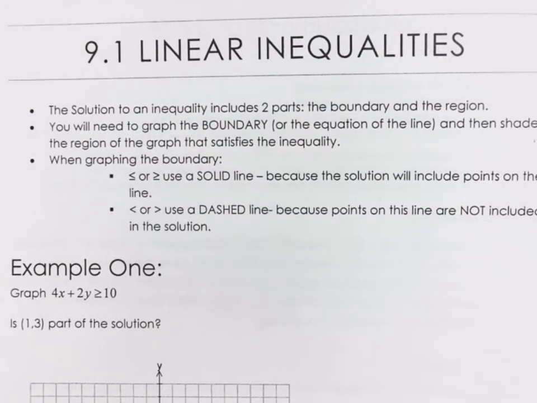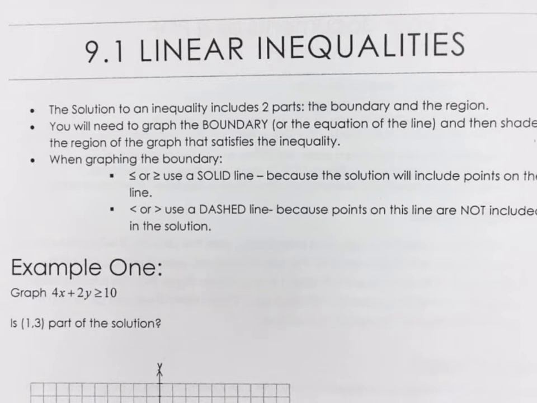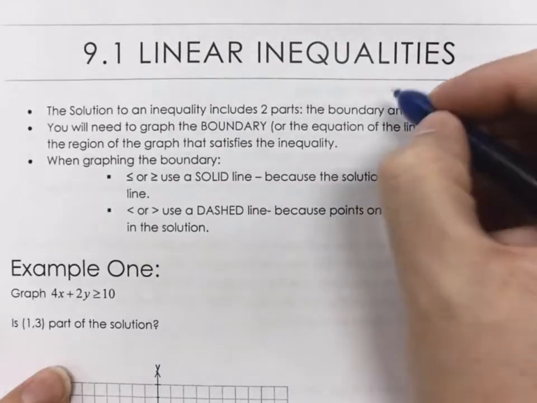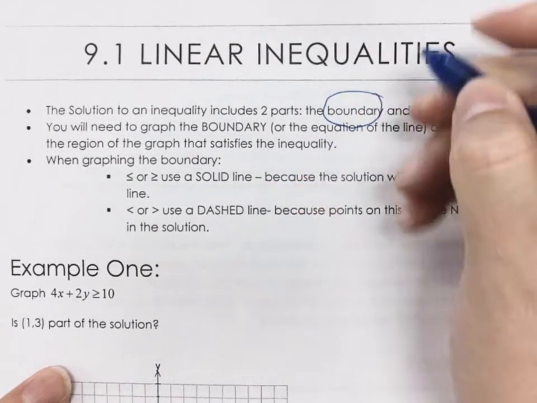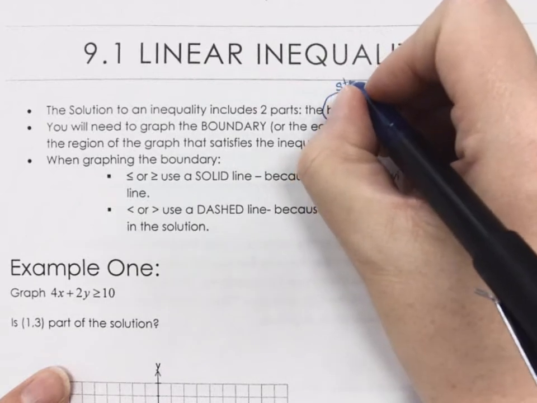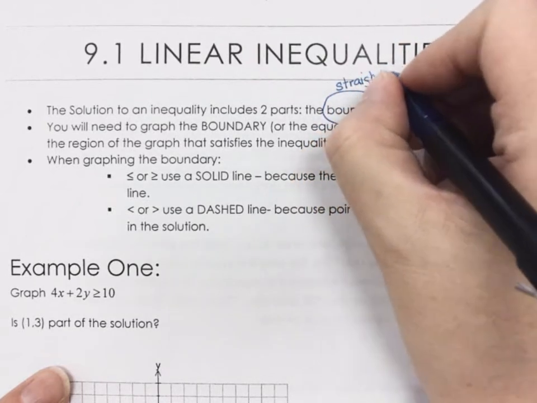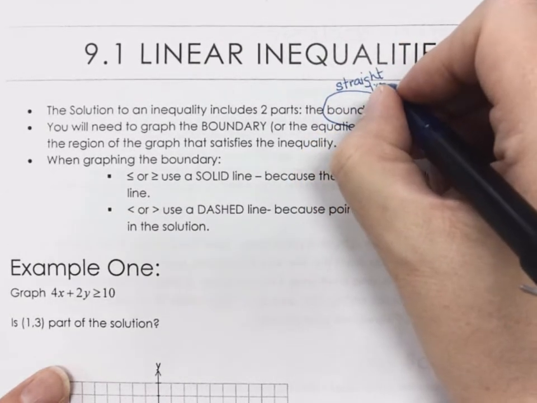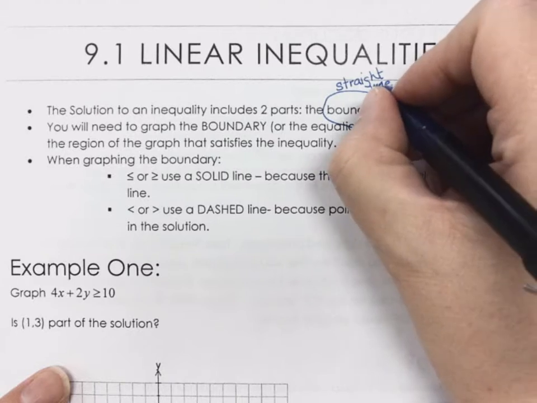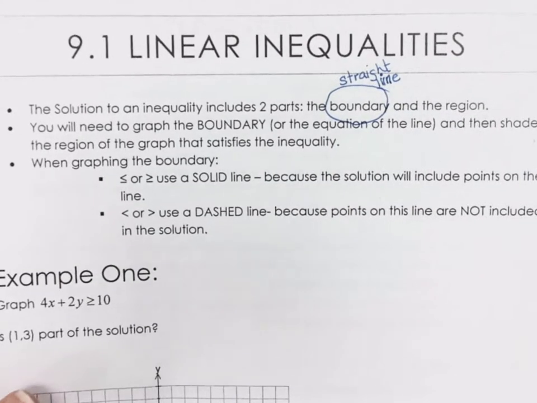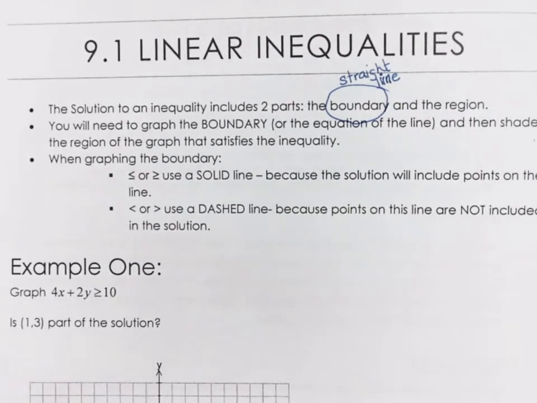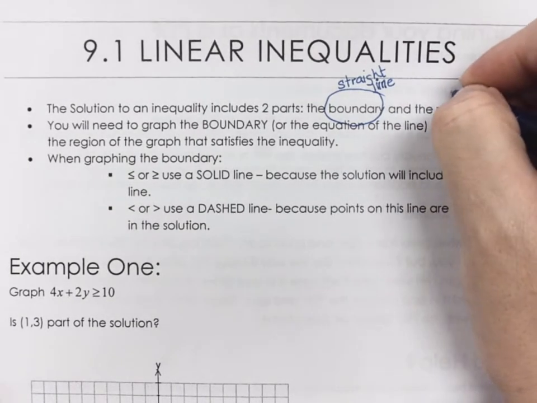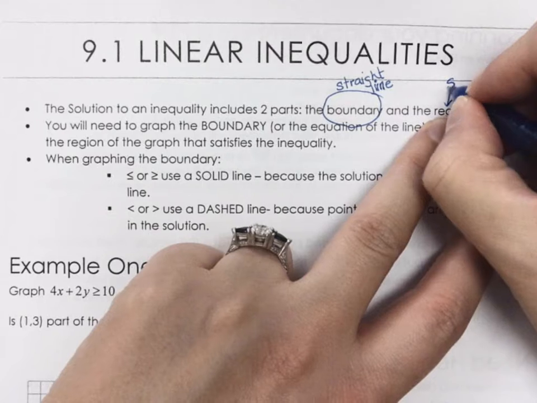Okay, so linear inequalities are going to be two parts. You've got the boundary and you have the region. The boundary is going to be your straight line, the stuff that you learned how to graph in grade 10. Ooh, that's supposed to say line. It doesn't look like it says line, but it's supposed to say line. So the boundary is that straight line, and the region is the part that we're going to shade.